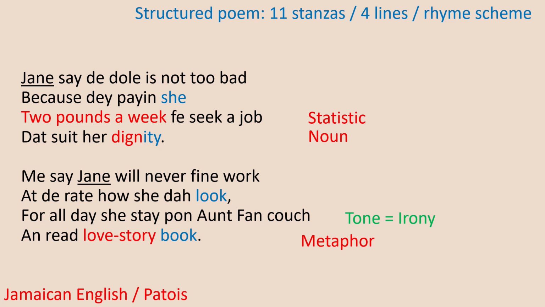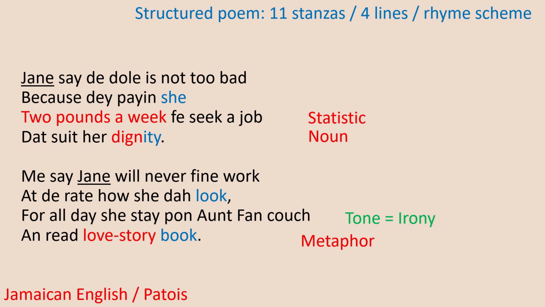Which it sounds like she wants to do, because we know that she reads romance books on Aunt Fan's couch. Again, I'm not certain who Aunt Fan is. I assume that Aunt Fan, Jane, Miss Matty, the persona, all know each other in some ways, either through family bonds or friendship bonds. And here the tone is very ironic.